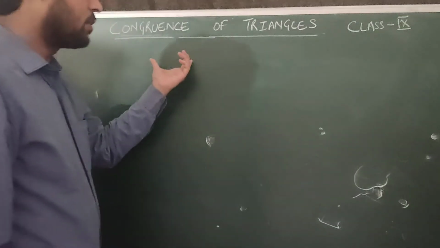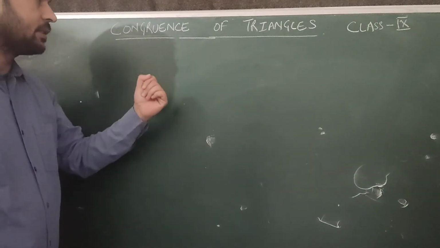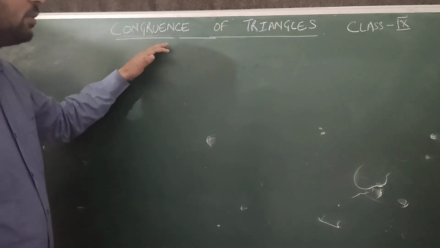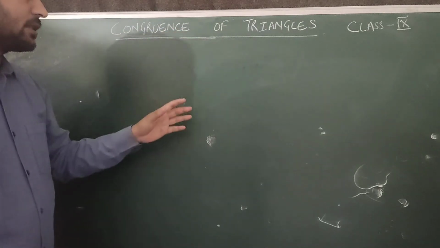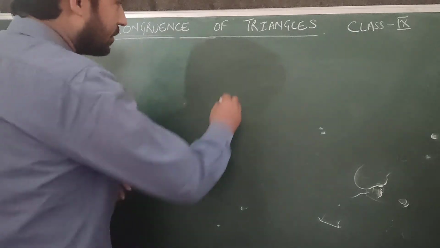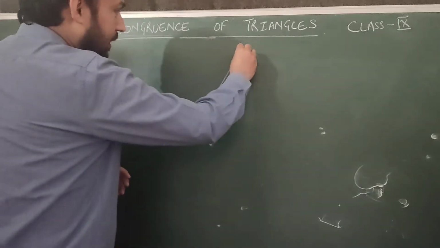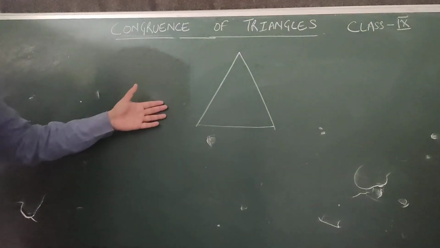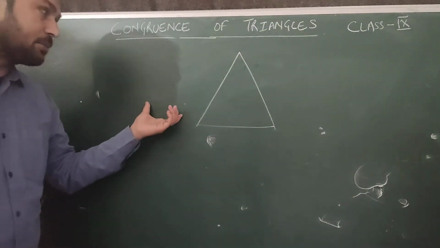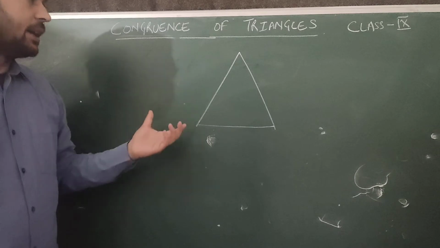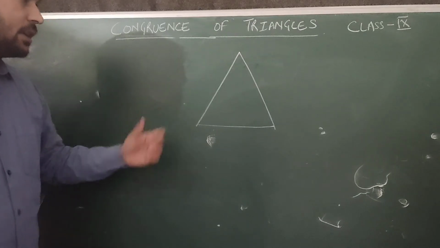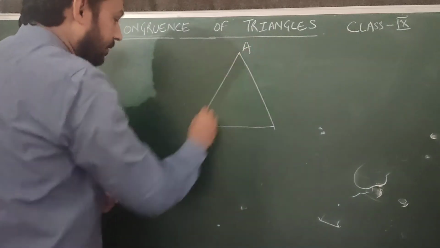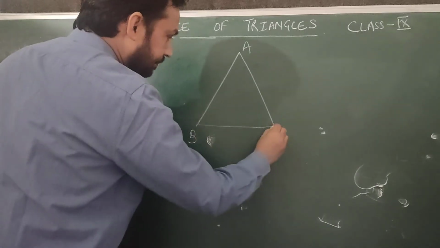Actually this topic starts from class 6. So first of all, what do we understand by congruence of triangles? For that we should first know what is a triangle. A three-sided polygon is called a triangle. There are different types of triangles on the basis of sides and on the basis of angles. So everybody knows what is a triangle.